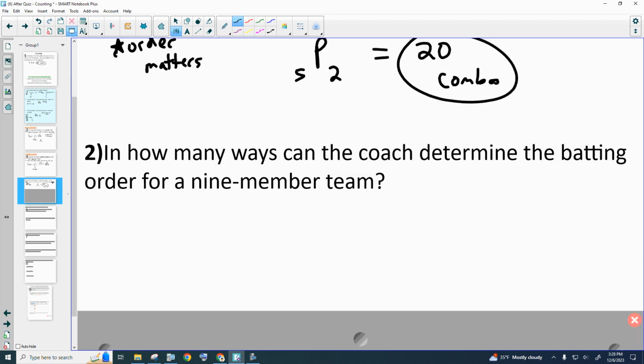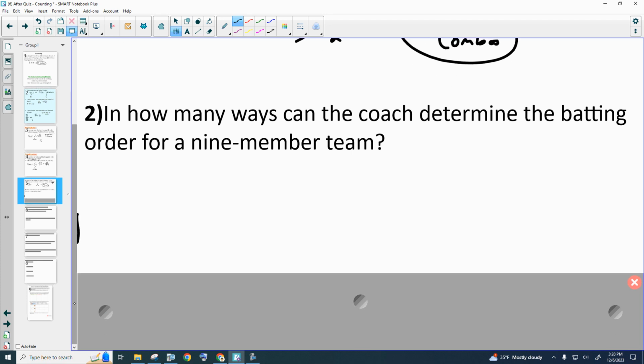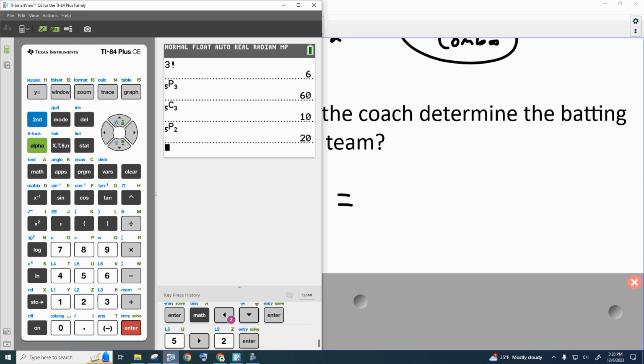All right, let's say we have a coach determining a batting order for a 9-member team. So you have 9 people out on the field at a time. If you play baseball or softball, you understand that there's a batting order. So order does matter. When you see that order, bingo. So this is a permutation. Order matters. You have 9. You're choosing 9. You're using all 9. So calculator. 9, choose 9.